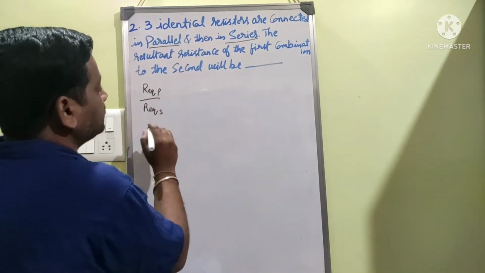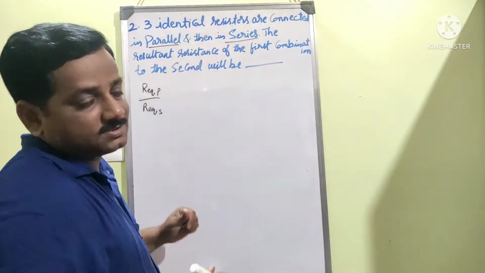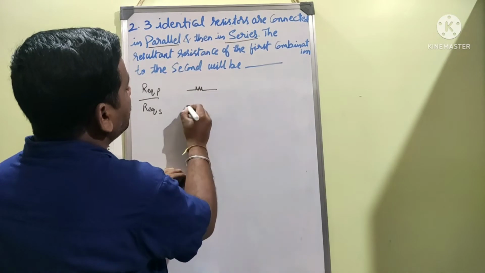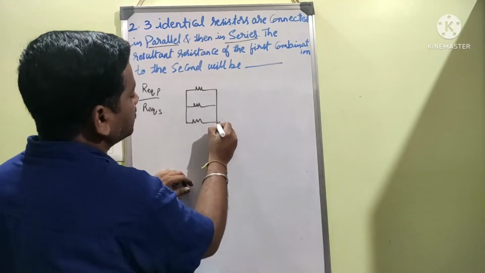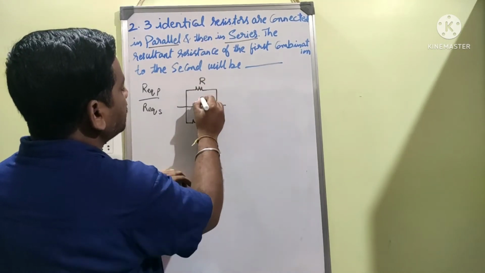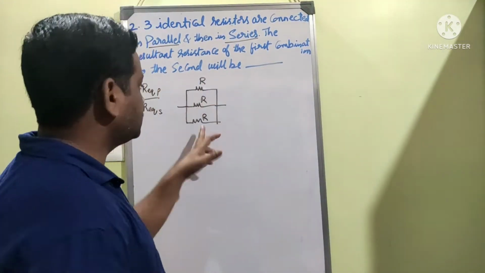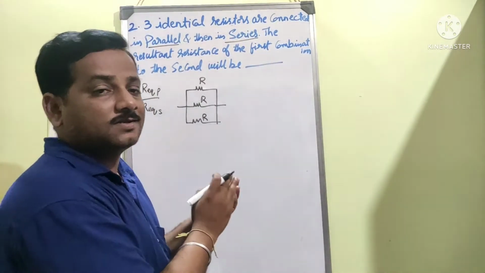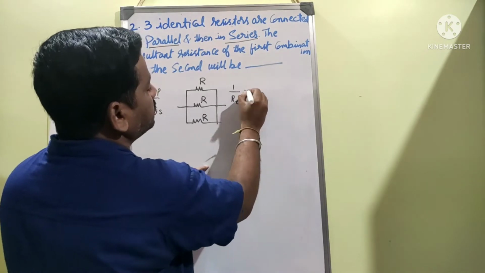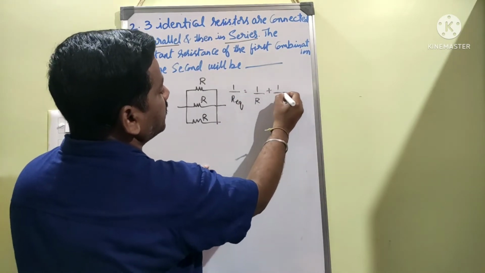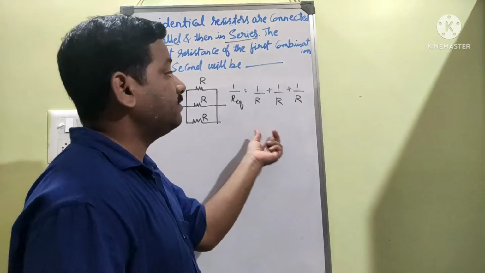So R equivalent in parallel means, first let us understand, they are not given what is the value of resistance. So let us take three identical resistances and name them as resistance R. Say 1, 2, 3 resistances are connected in parallel. Let me name this as the same resistance R, because it is mentioned that they are identical, equal. Now find the equivalent resistance of the parallel circuit. So we can say that 1 by R equivalent is equal to 1 by R plus 1 by R plus 1 by R. This is how we can find the equivalent resistance for the parallel circuit.